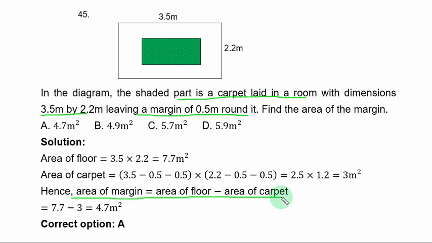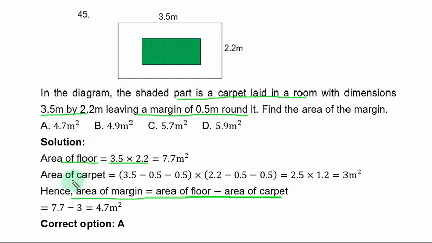Now, area of the margin is area of the floor minus area of carpet. The outside floor, the dimensions, you have 3.5 by 2.2. So area of floor is 3.5 times 2.2, and that is 7.7 square meters.